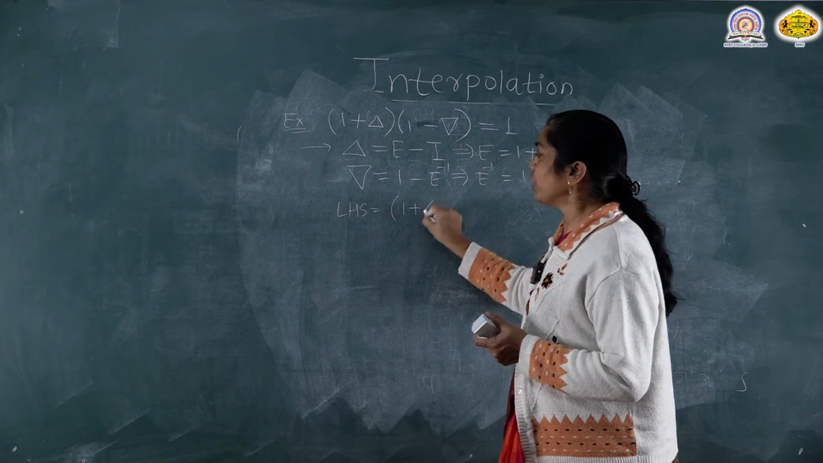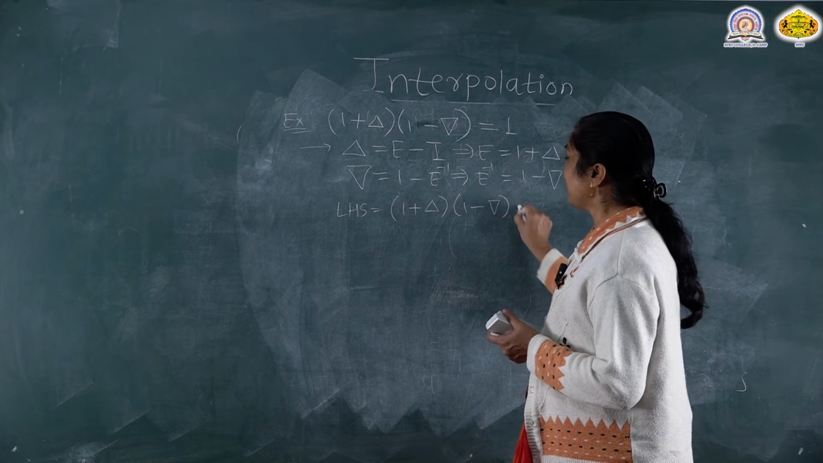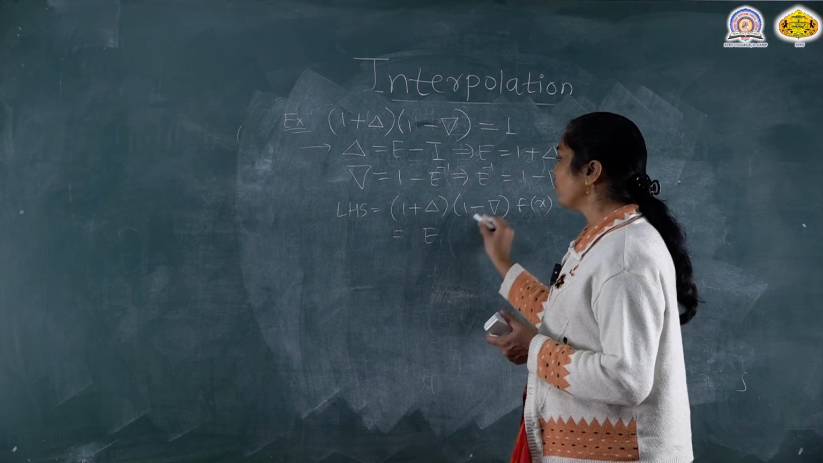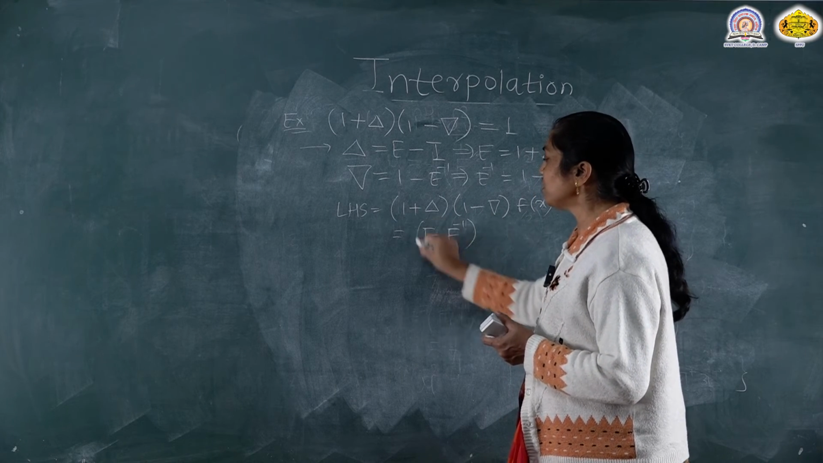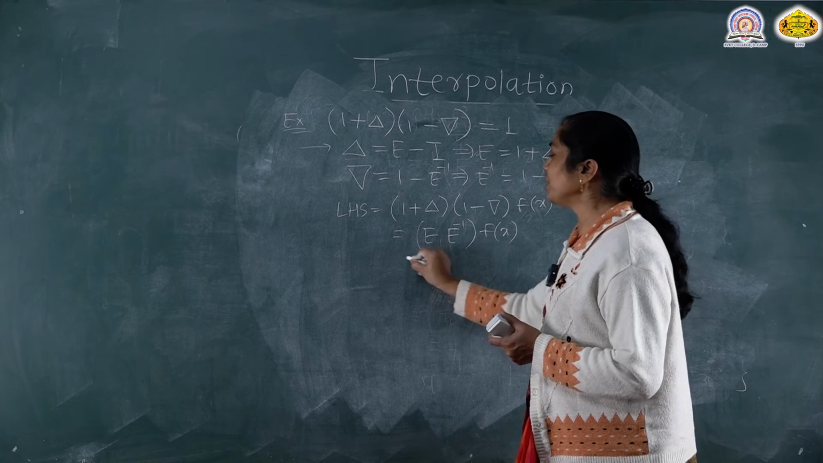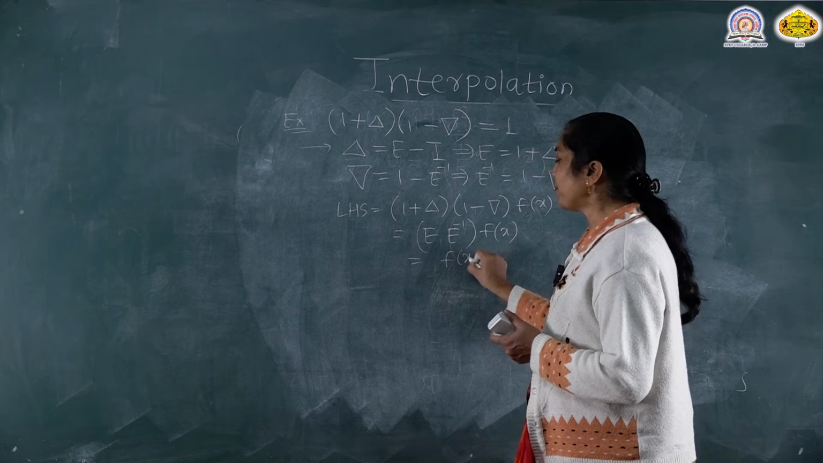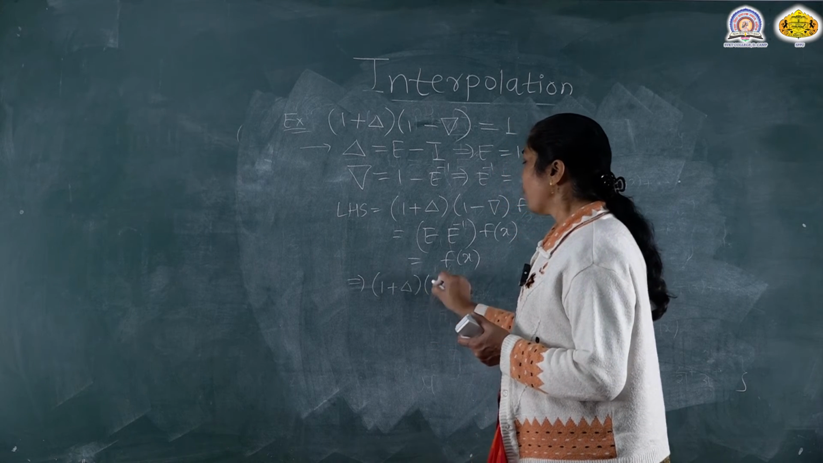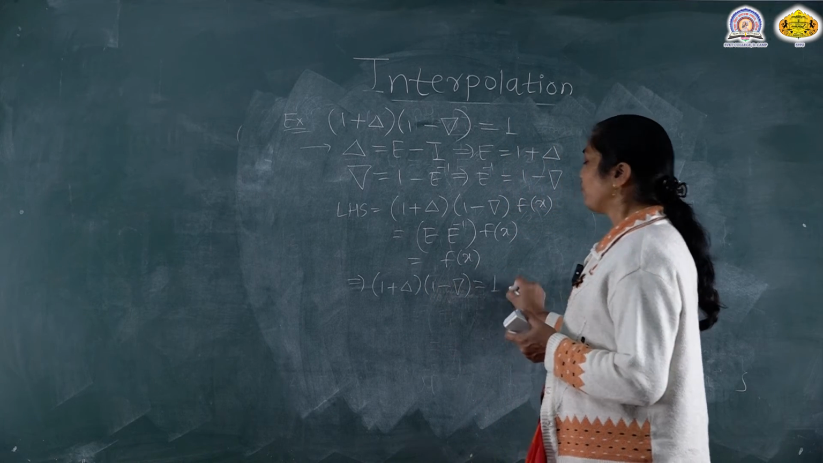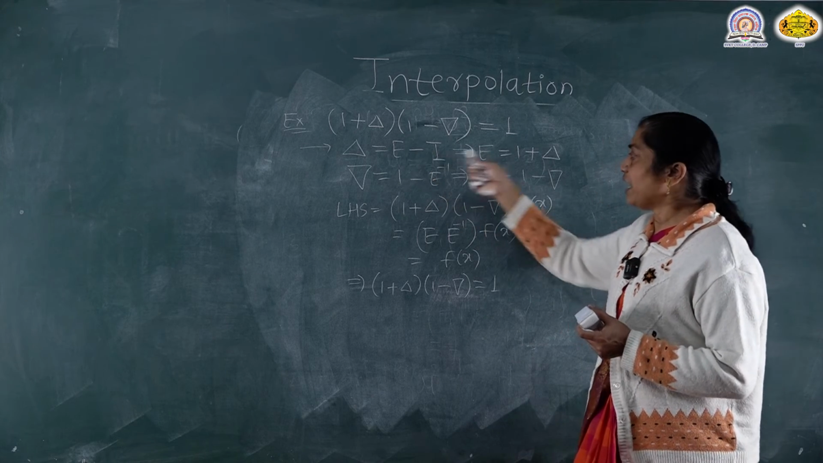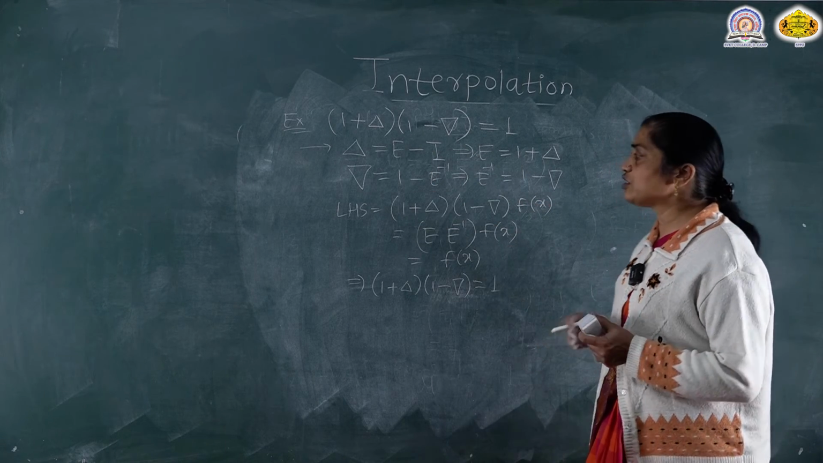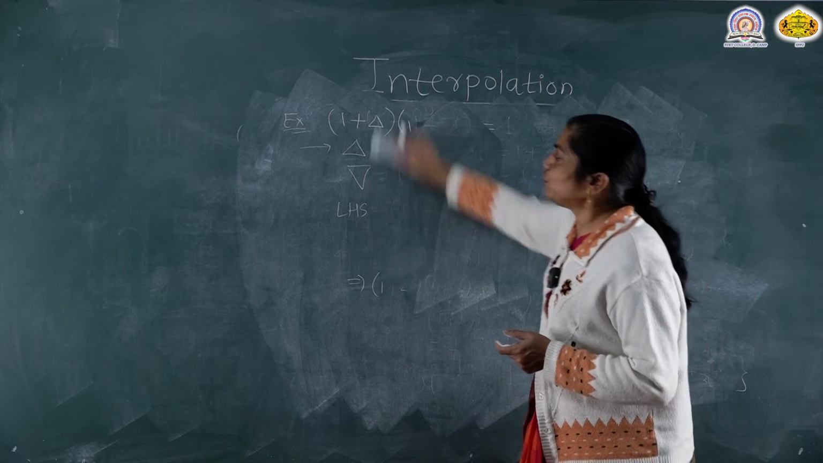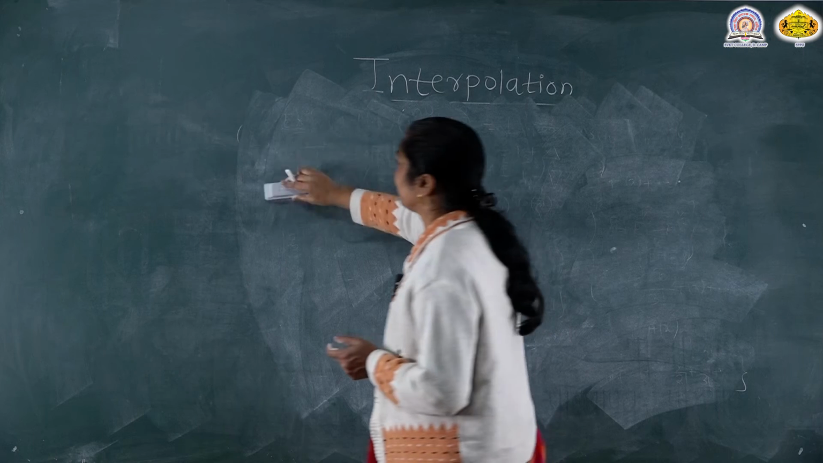If you put in the LHS, what is your LHS? If you consider 1 plus delta into 1 minus del of fx, 1 plus delta is nothing but E, 1 minus del is nothing but E inverse of fx, and E into E inverse is nothing but I or 1 of fx. Therefore we get 1 plus delta into 1 minus del is equal to 1. So using the formulae delta is equal to E minus I and del is equal to 1 minus E inverse, we are able to show that 1 plus delta into 1 minus del is equal to 1.